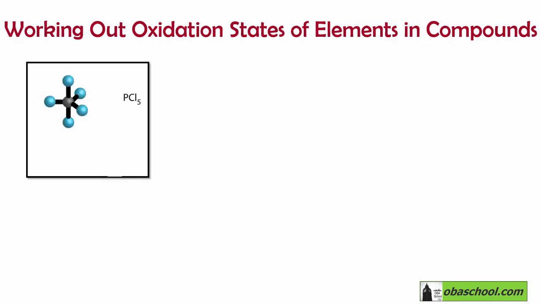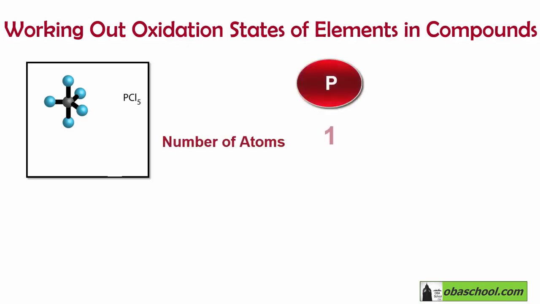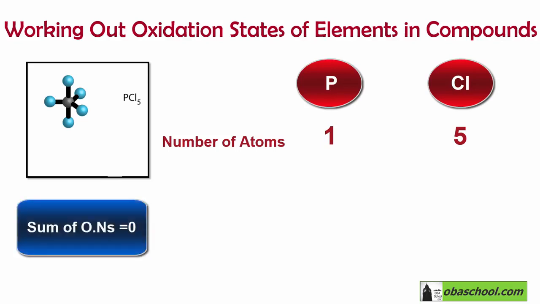The first example is phosphorus pentachloride, PCl5. In this compound, we have one phosphorus atom and 5 chlorine atoms. And this is a neutral compound, so the sum of the oxidation numbers of phosphorus and chlorine will be equal to 0. From the rules, we know that the oxidation state of chlorine is equal to -1, and we have in this compound 5 chlorine atoms.